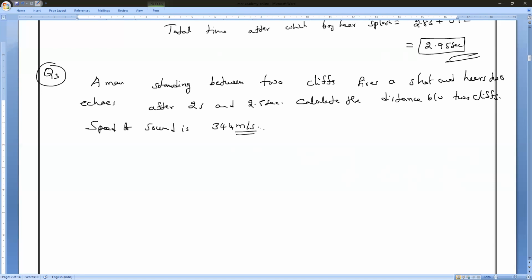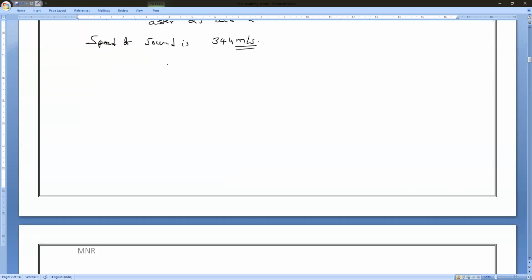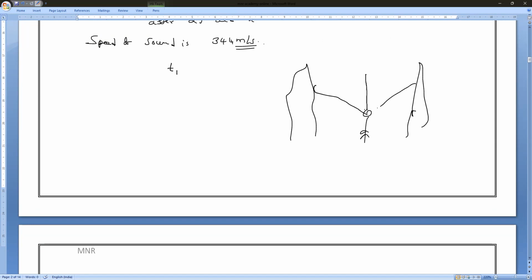Do you understand, everybody? See, you are in between the cliffs. A man standing between two cliffs. This is one cliff and this is the other cliff. A man is somewhere between. Now he fired the bullet. So he heard the echo from this cliff also and this cliff also.